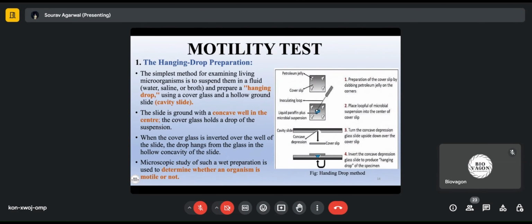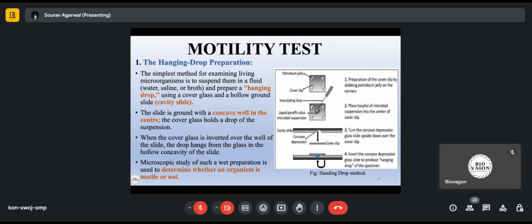Next is the motility test. As we discussed, the motility test is a simple method to test if our organisms are motile or not. This can be done by two methods. One is the hanging drop method, the other is the motility agar method. First we'll discuss how the hanging drop method is performed.